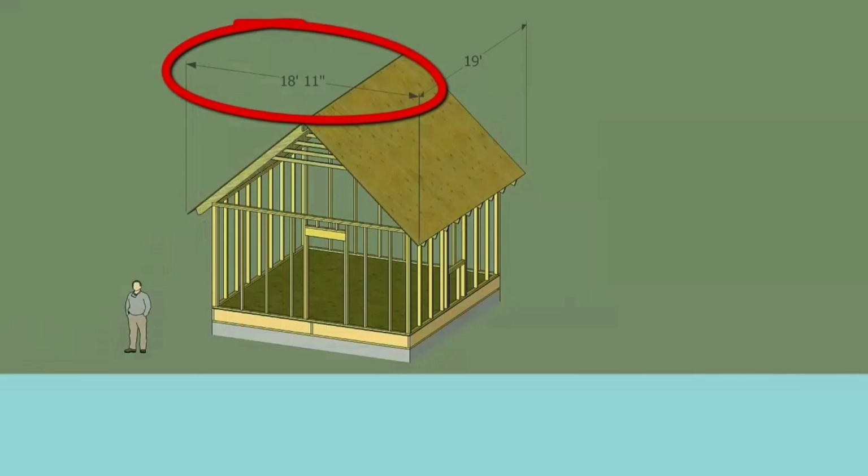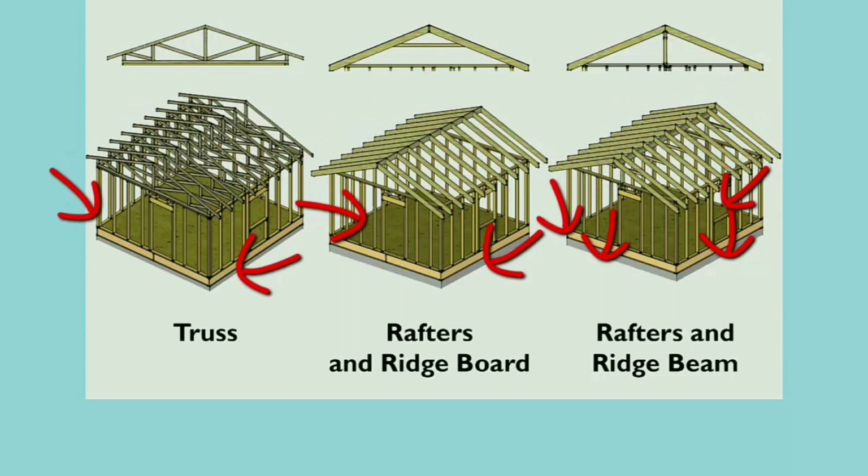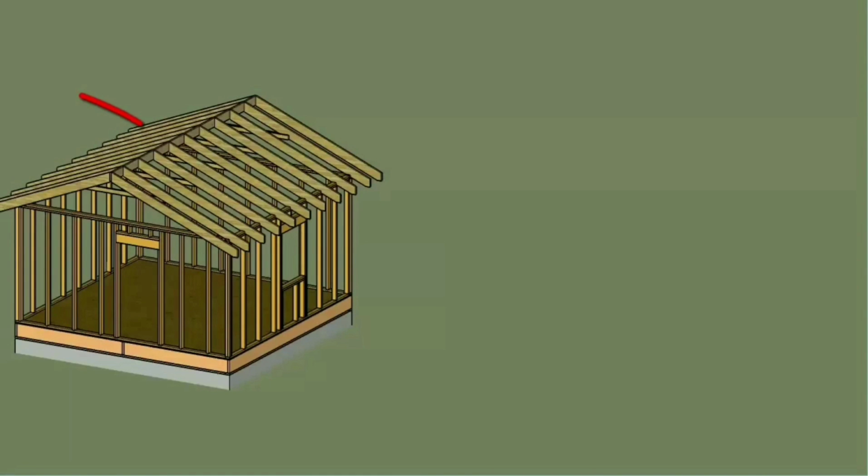To determine tributary width for roofs, we first need to consider the type of roof structure and how it transfers its loads. The three types of roof structures are trusses, rafters with ridge board, and rafter with ridge beam. Both trusses and rafters with a ridge board transfer roof loads in the same way, so we'll look at them together. It's important to remember that the ridge board is non-structural and merely provides lateral stabilization to the rafters at their peak.